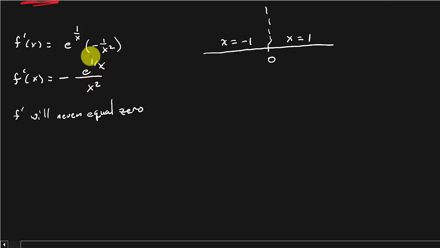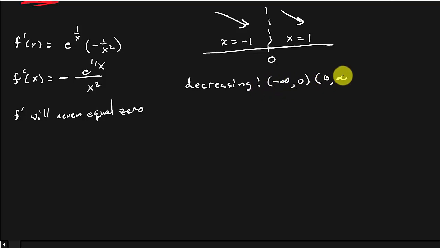Well, because think about it, this exponential part, that's always positive no matter what you plug in for x. This squared term, it's always positive no matter what you plug in for x. And since this fraction here is always positive and we've got the negative, that means it's always negative. And so that means this thing is always decreasing. So this thing is decreasing from -infinity to 0 and 0 to infinity.